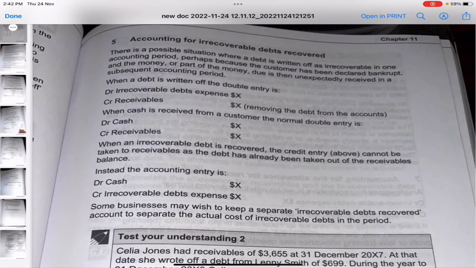But what happens? We get the money back, but we have already written off the debt he had with us. 3 years ago, we thought we would never receive it back and we wrote it off. Now he is giving us the cash. So what entry do you do then? So irrecoverable debt expense is written off. So what would be the written off entry?